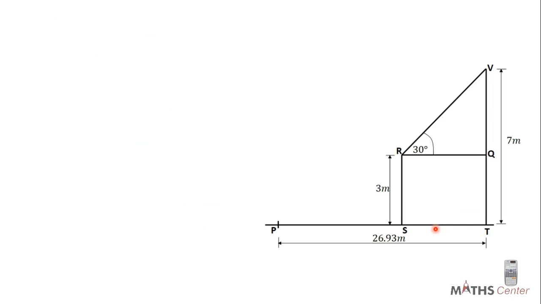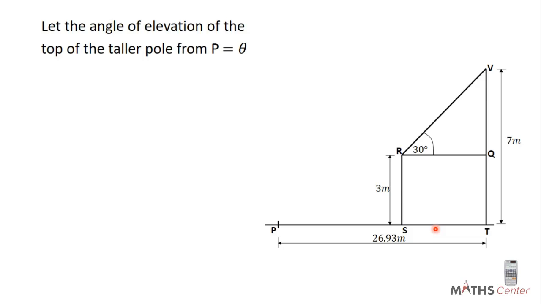Let's consider the last part of the question. It says we should calculate the angle of elevation of the top of the taller pole from P. So we are looking at the top of the taller pole, which is V, from P. You draw a line from V to P. The angle of elevation is the upward angle from the horizontal to the line, and we are going to call that angle theta.